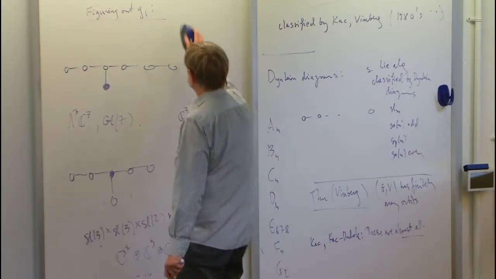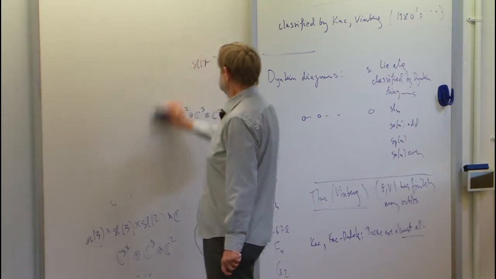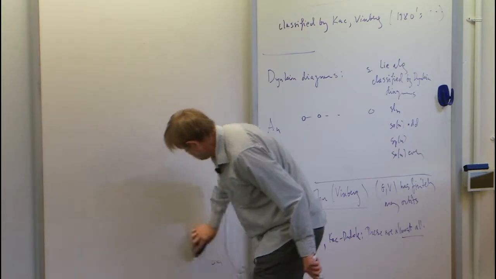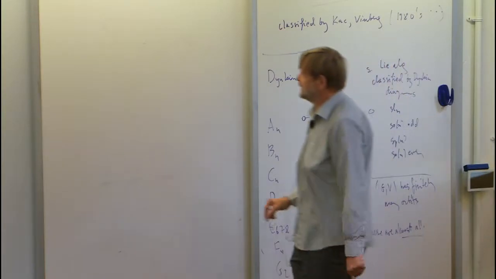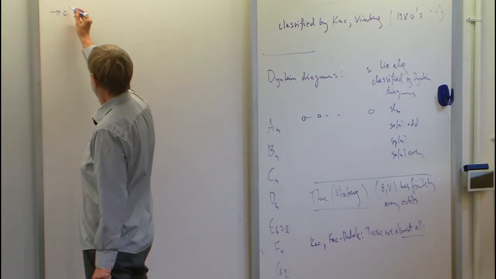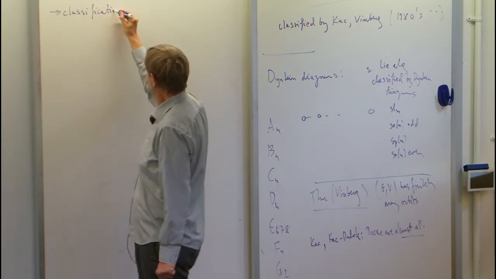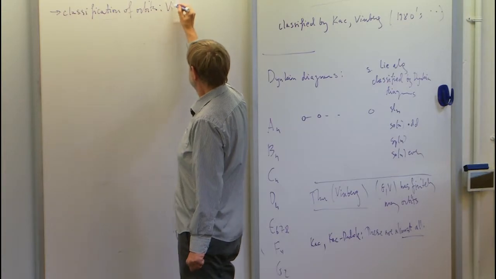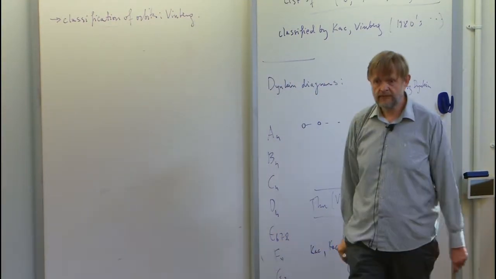So let me just tell you briefly what is known and what methods are used. I will not go into the details, but there are many people working on this. So as I said, Katz, Vinberg. First of all, the classification of orbits, also done by Vinberg. And he kind of gave two statements, okay?